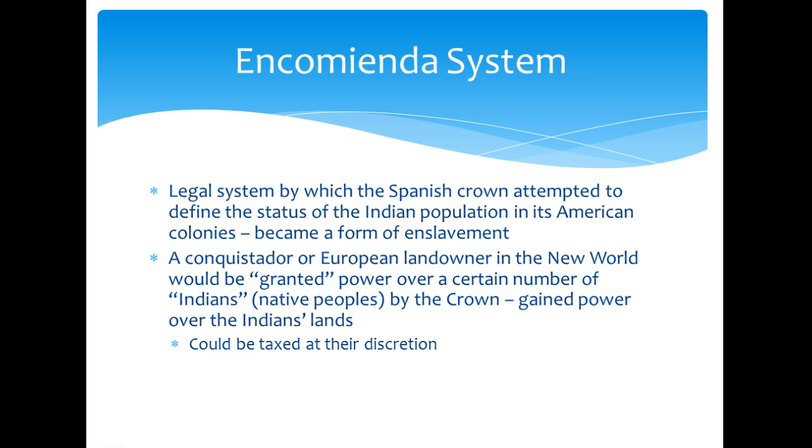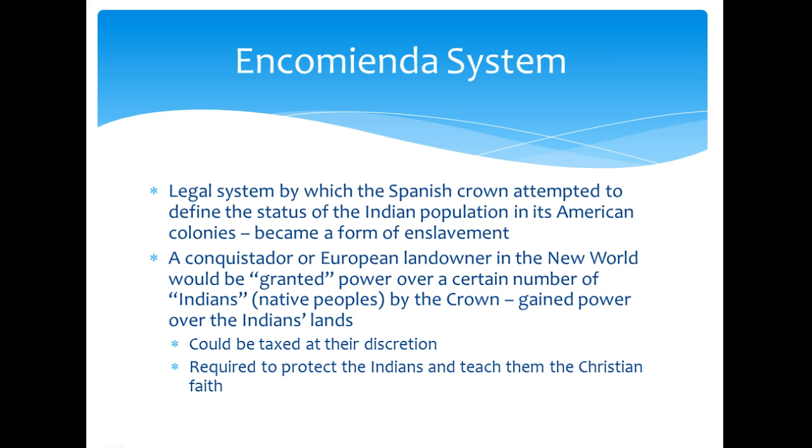And so the Indians could be taxed at their discretion because they were controlled by the conquistadors. But the conquistadors were required to protect the Indians and also to teach them the Christian faith. Keep in mind those motivations for European exploration. So remember that glory, God, and gold. And the glory, God, and gold really comes into play with the Encomienda system because they needed the glory of having political power over native peoples. They needed God. They wanted more Christian followers. And they also wanted the gold.